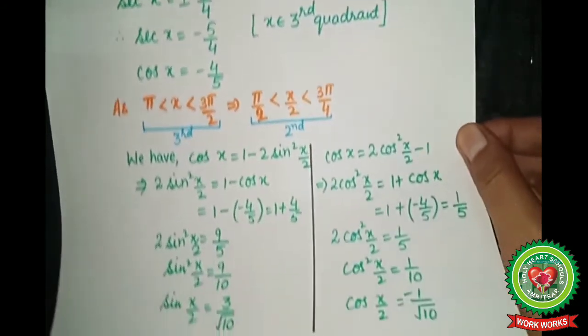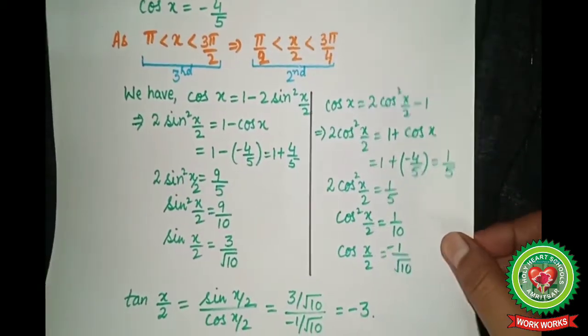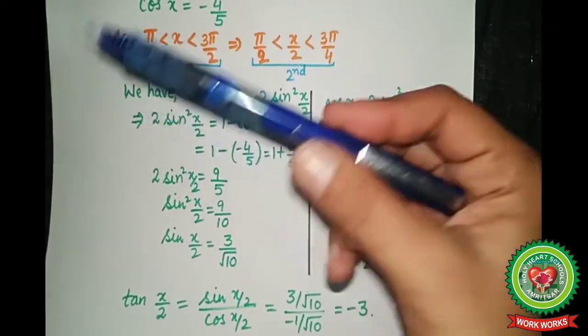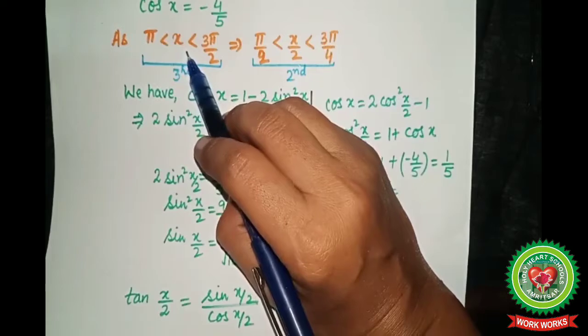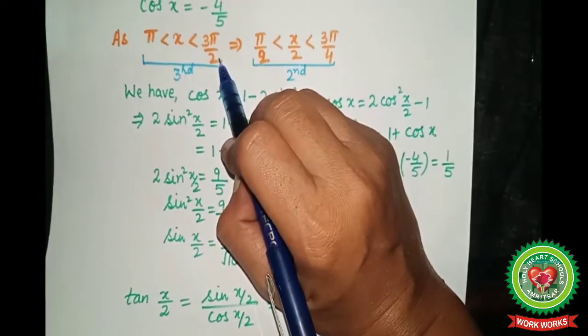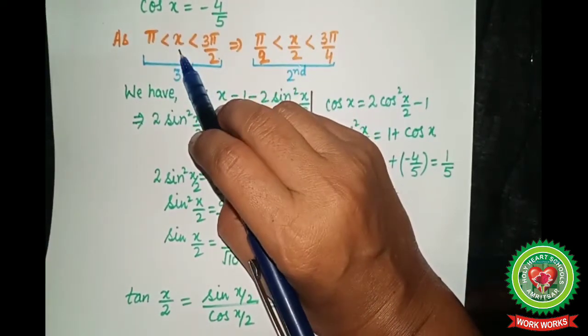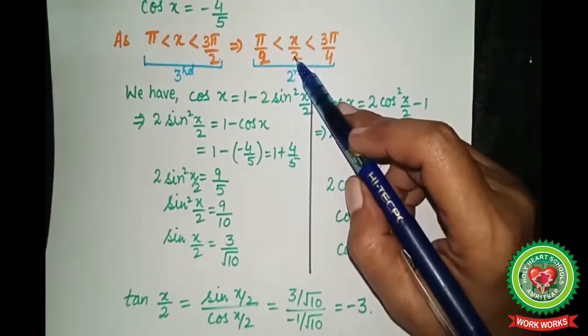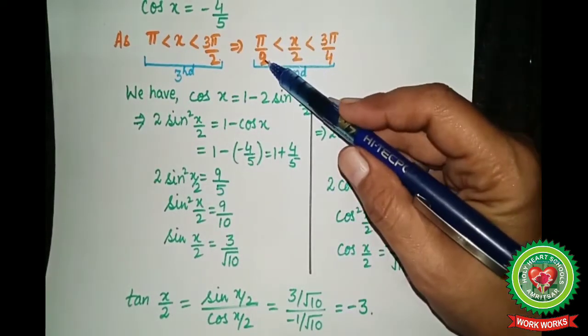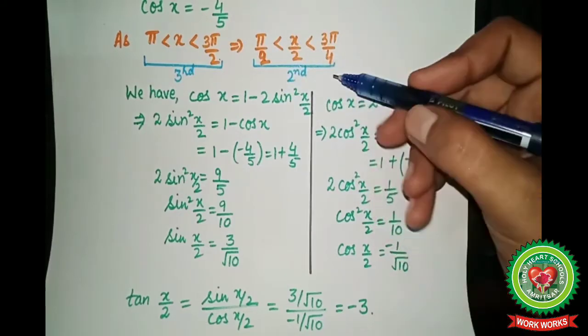Now we have to check the angle. As x lies in the third quadrant, it means the value of x is greater than 180 and less than 270. So we have to check for the x by 2 angle. When you divide throughout by 2, we get x by 2 is greater than pi by 2 and less than 3 pi by 4.